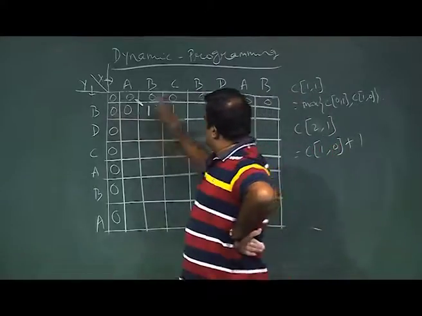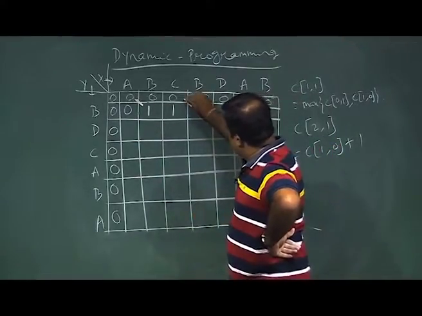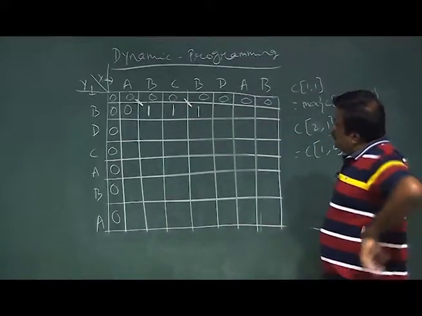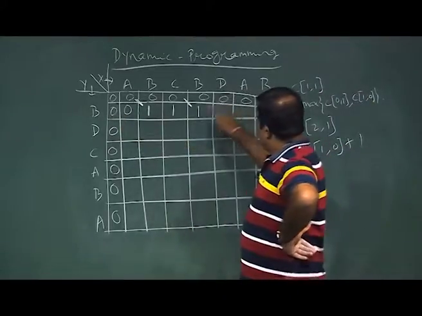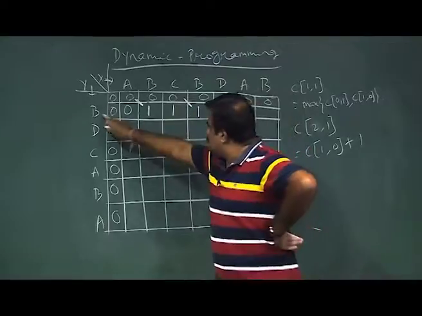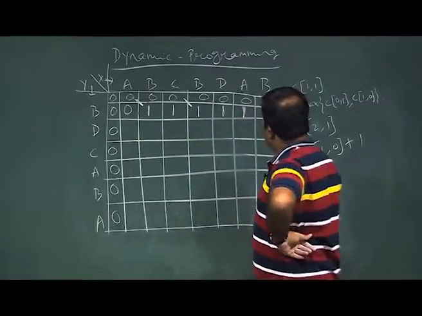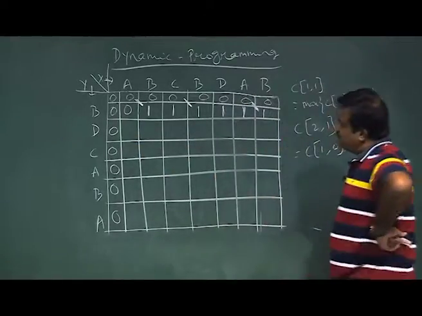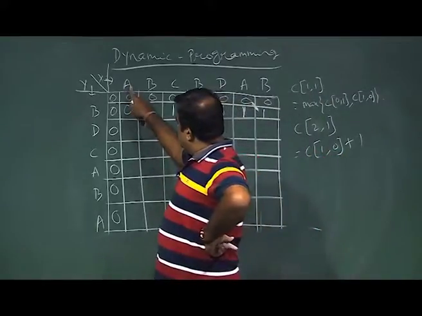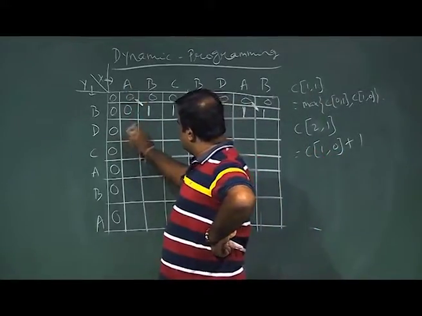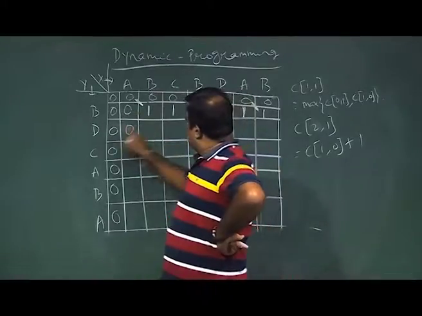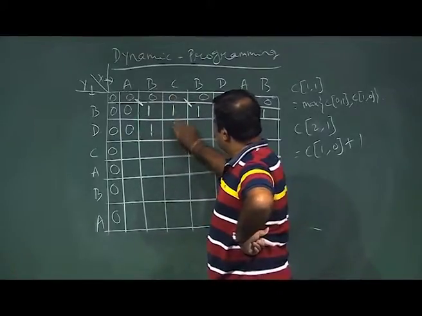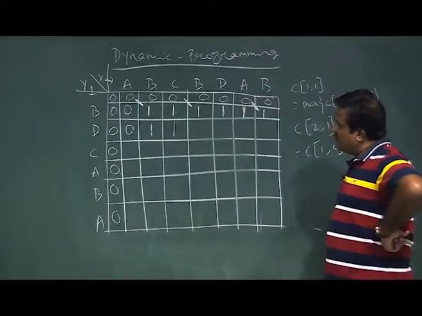Then again we have these two same, so it will be this plus 1, so 1. Now we take these two, not same, maximum of these two is 1. Then these two not same, maximum is 1, and these two are same, so it will be this plus 1, 1. Now again here, we compare this and this, not same, maximum of these two is 0, this and this, maximum is 1, this and this are not same, maximum of these two is 1. So basically we are using that recursive formula.